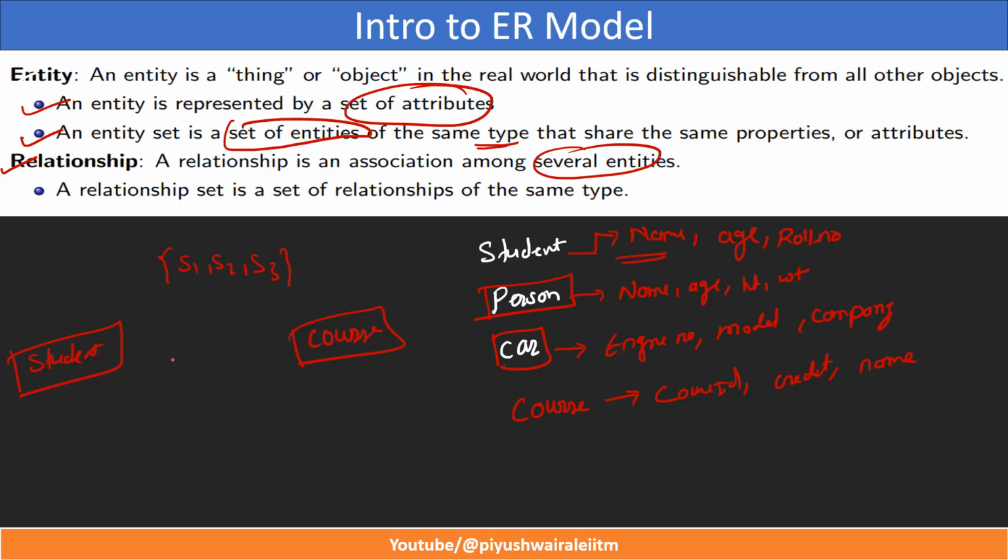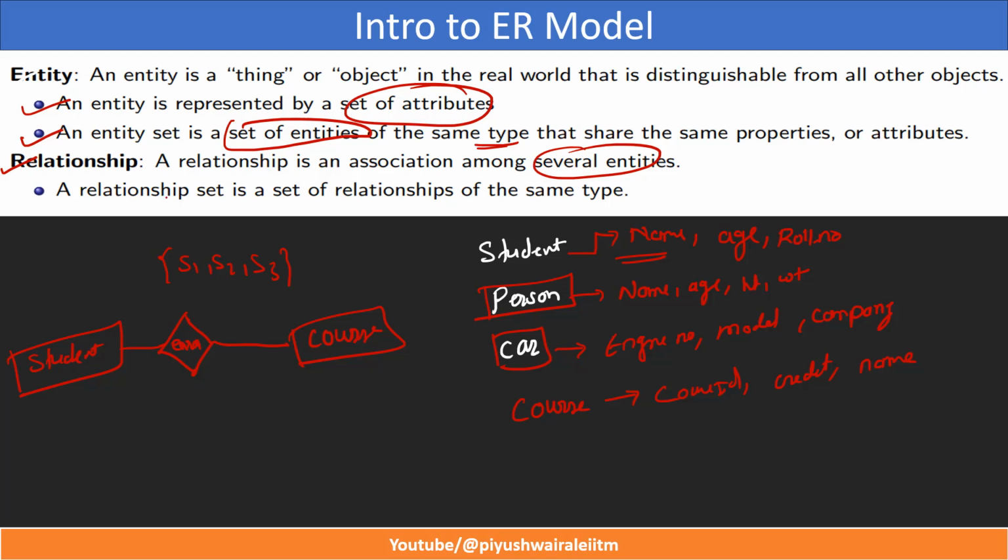The relationship between the student and course entities can be represented by a diamond shape, right? Generally, entities are represented by a rectangular shape, and a relationship is represented by this diamond shape. So we can say student, course. We have two entities, and the relationship we can give any name, say enroll. Enrollment is a particular relationship associated with these two entities.